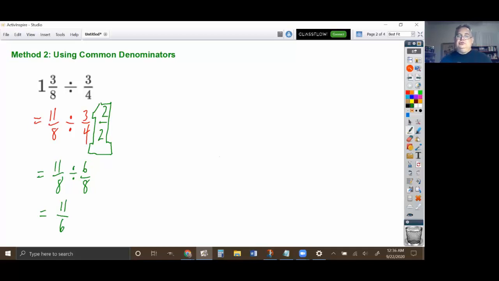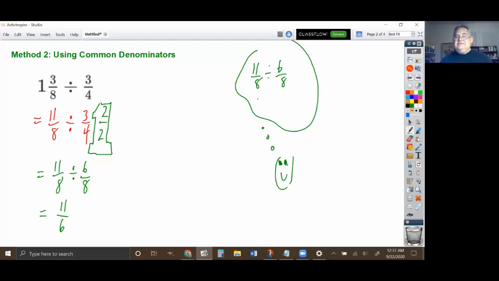Now, if you're not quite sure what I'm saying over here, this is me right here. You can tell because I got a weird eye there. Okay. And I'm thinking to myself, if I have 11/8 divided by 6/8, this is the same as saying 11 divided by 6 and 8 divided by 8. Similar to how we multiply fractions, we can divide them this way too. We just don't always do it this way.